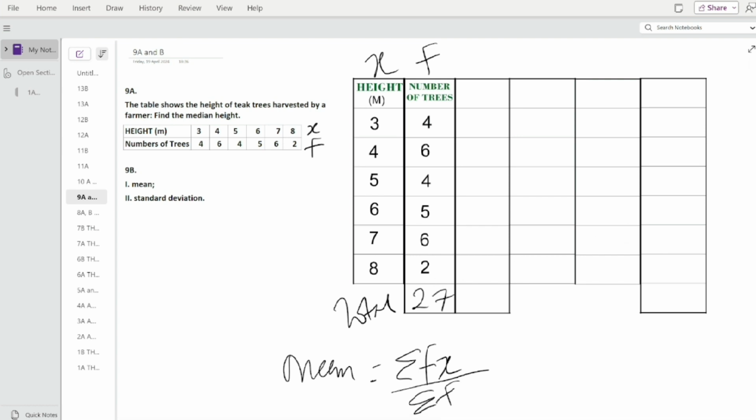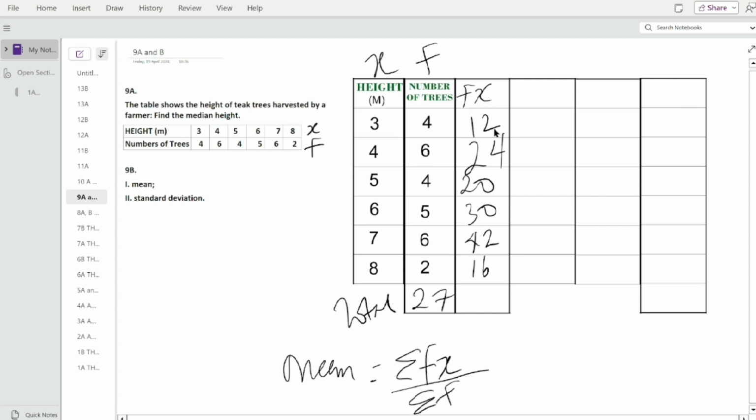Next, we need to find our fx. That's multiplying your x times your f for each line. So we have 3 times 4, 12, 4 times 6, 24, 5 times 4, 20, 6 times 5, 30, 7 times 6, 42, and 8 times 2, 16. We add them up, that is summation of our fx. We have 12 plus 24 plus 20 plus 30 plus 42 plus 16. It will give us 144.